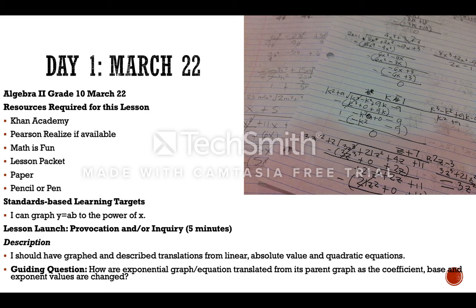Day 1, March 22nd. The resources required for this lesson are Khan Academy, Pearson Realize if available, the Math Is Fun website, the lesson packet, and paper, pencil or pen. The learning target is: I can graph y equals a b to the power of x.